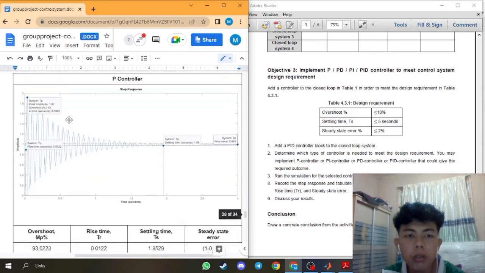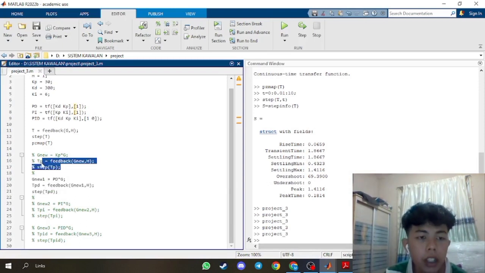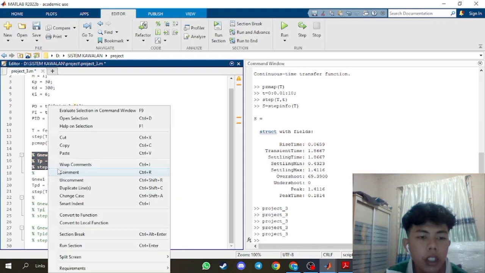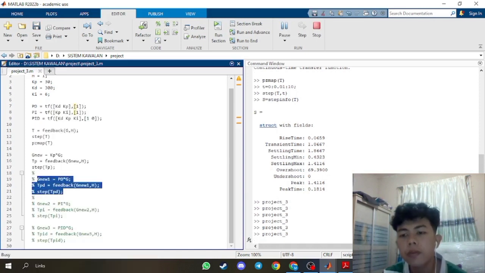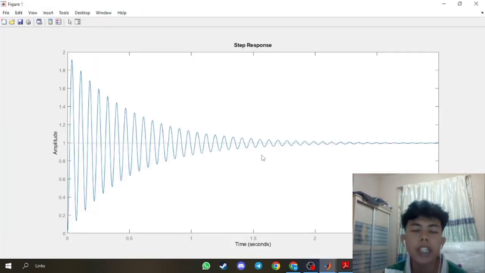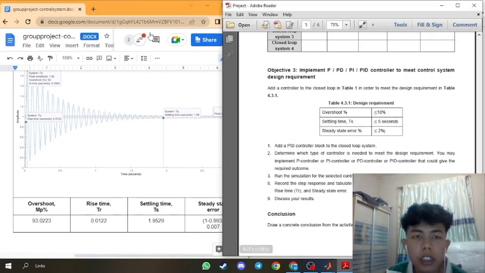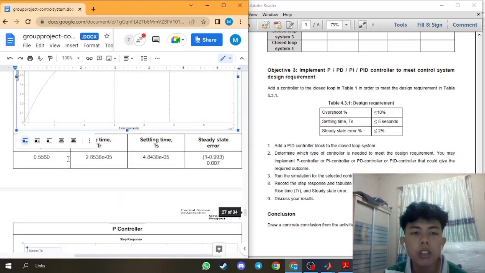So we go to the P controller. The P controller is the same in MATLAB. Just uncomment this and comment this. So I run. I get this graph, which is the same as my report. So I get steady state error 0.007, settling time 1.956, rise time 0.0122, and overshoot 93. So it is quite big, so this controller will be rejected.